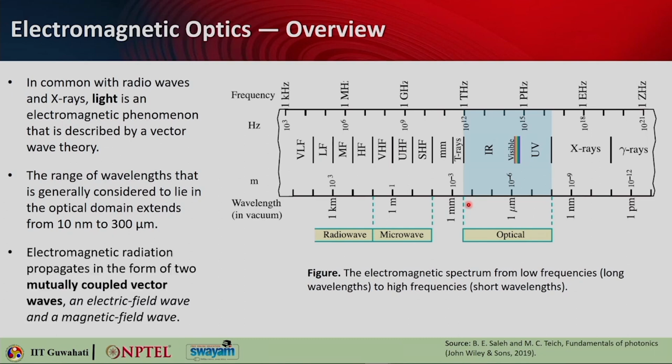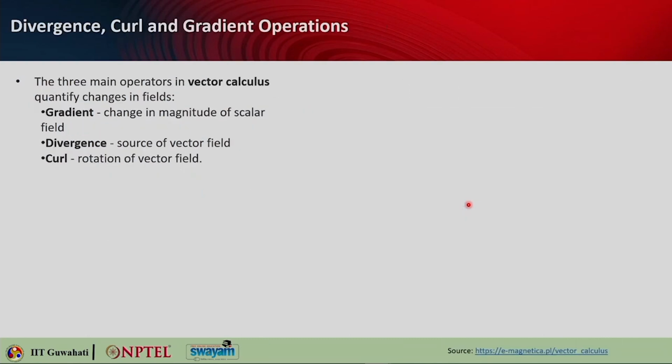Electromagnetic radiation propagates in the form of two mutually coupled vectors. One is the electric field vector, another is the magnetic field vector. That is why we say light is an electromagnetic wave.